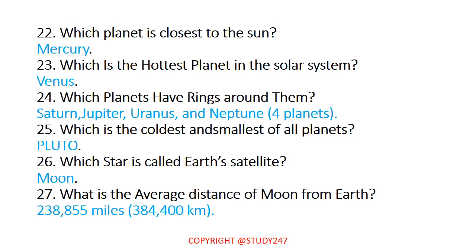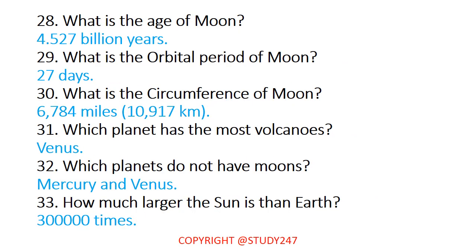Which star is called Earth's satellite? That is Moon. What is the average distance of Moon from Earth? That is 238,855 miles. What is the age of Moon? About 4.527 billion years. What is the orbital period of Moon? That is 27 days. What is the circumference of Moon? That is 6,784 miles.